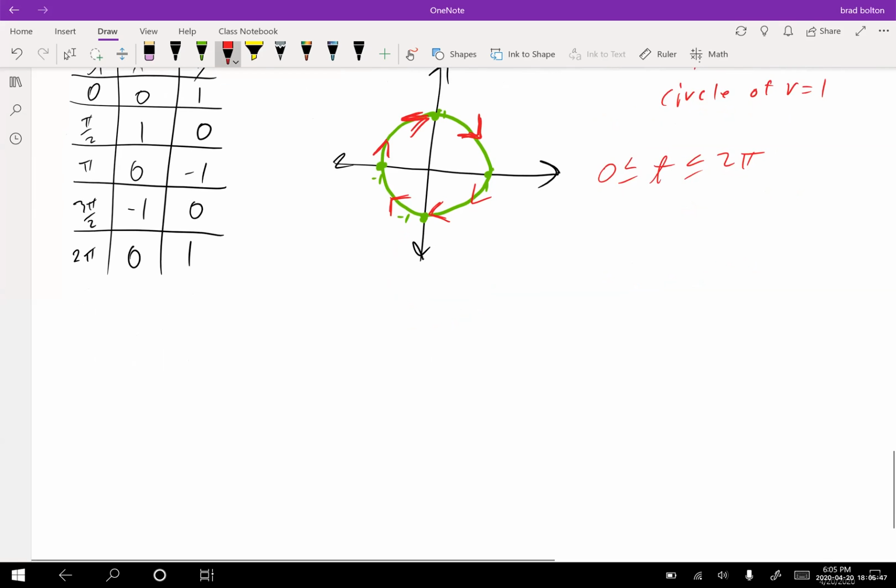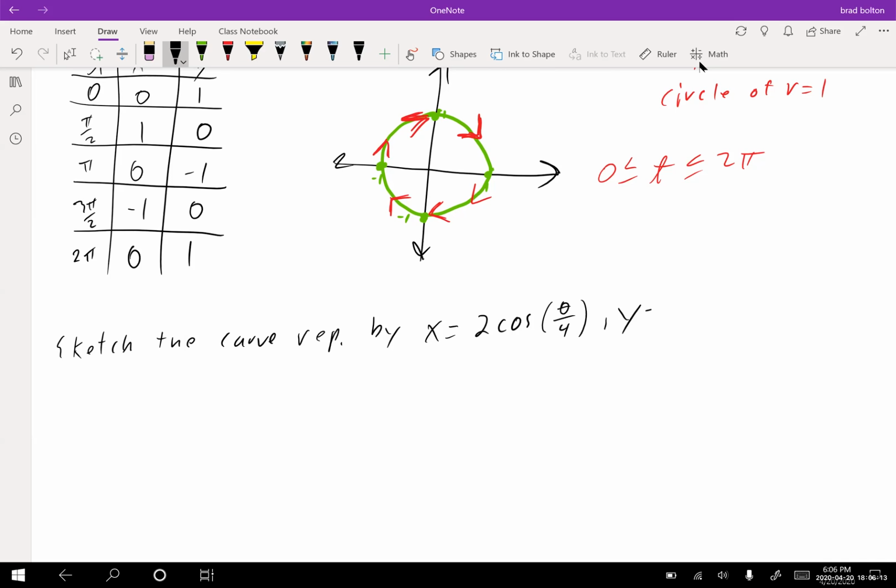Okay. So now let's use knowledge to help us with another equation. Okay. So this one says sketch the curve represented by x equals 2 cosine of theta over 4, y equals 5 sine of theta over 4.